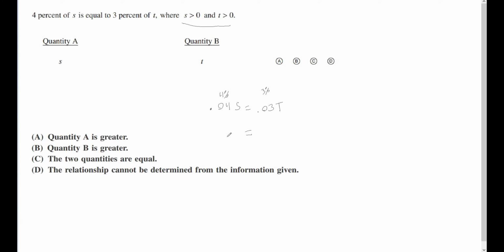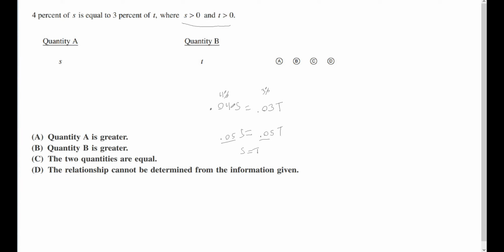Now, if you had 0.05 of s equal to 0.05 of t, the only way this could be true is if s was equal to t. Right? Because that would be 0.05 of the same thing being equal to each other. If s and t were different, then this wouldn't work. So in this case, s and t are equal.